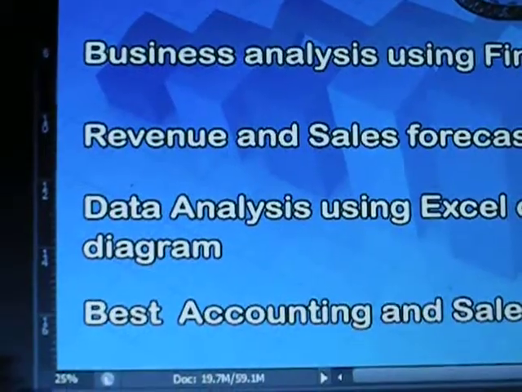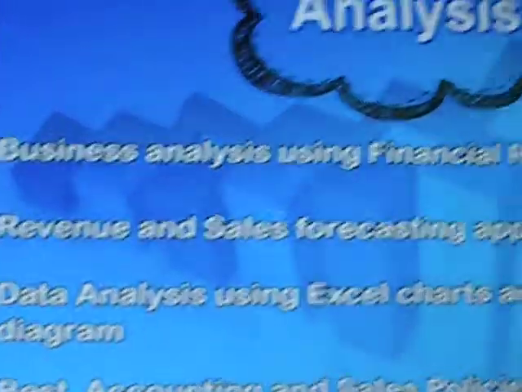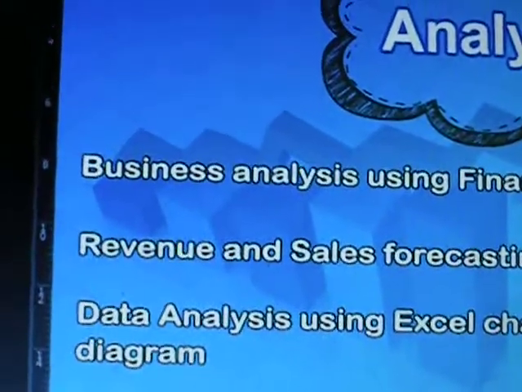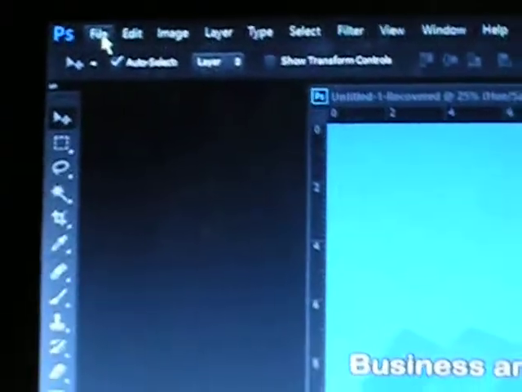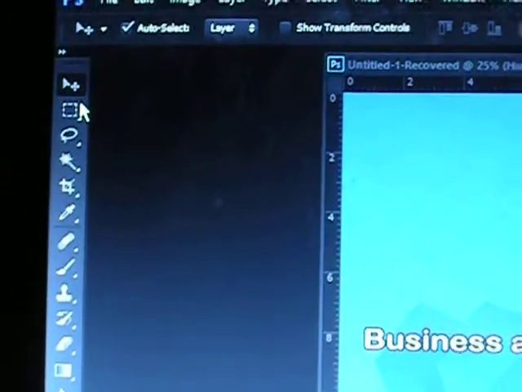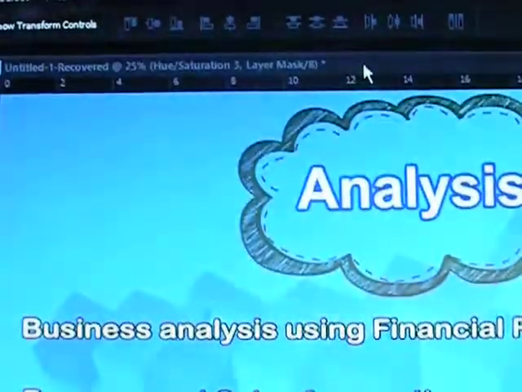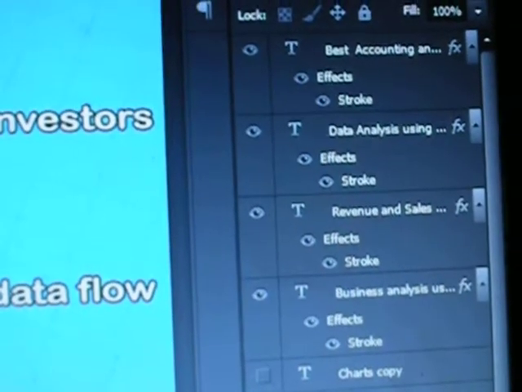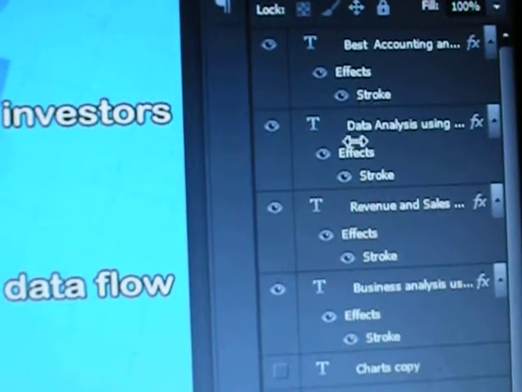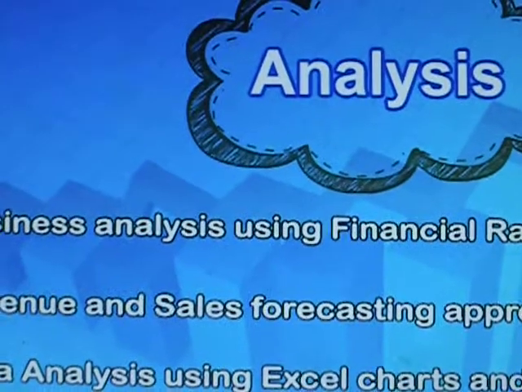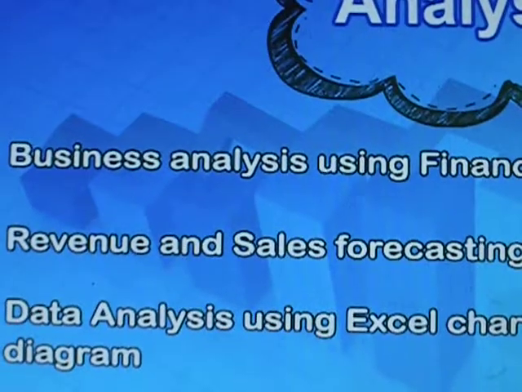Let's get started and see how we can begin in Photoshop. This is the Photoshop interface. It's simple. This is the toolbar, and this is the design area, and this is something I call layers. These layers, actually we put one layer on the other layer so we can make something like this.